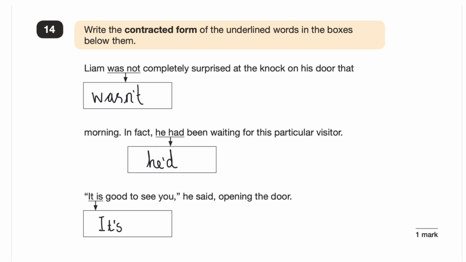So we've got wasn't, he'd, and it's. Again, with the capital letter because it's the start of a sentence. And again, you need to get all three of those for the mark. Very simple. And again, I'll go back to my top tip. If you're not sure of what it could be, just try and say the sentence how you would say it to a friend if you were on the playground, in the more relaxed, informal way of saying it.